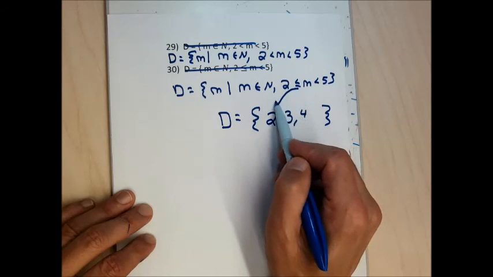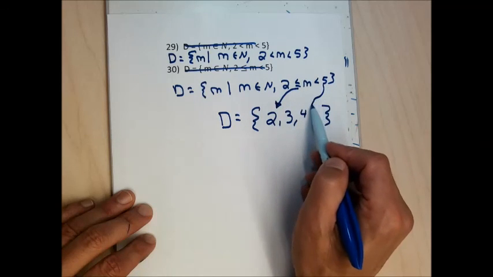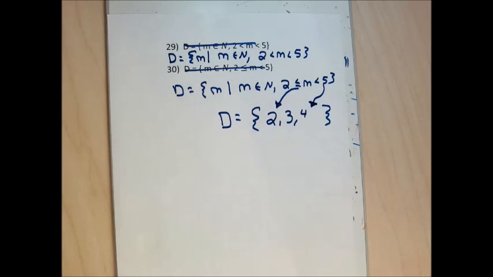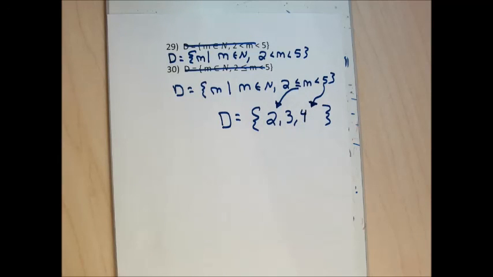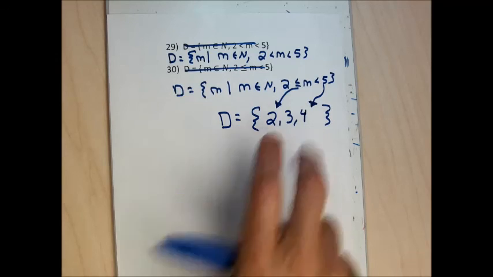When you have an or equal to, you include the number, and when you don't have an or equal to with that symbol, you don't include the number. So I include the 2 because of the or equal to. I don't include the 5 because of no or equal to with that inequality. My set D just has the numbers 2, 3, and 4.